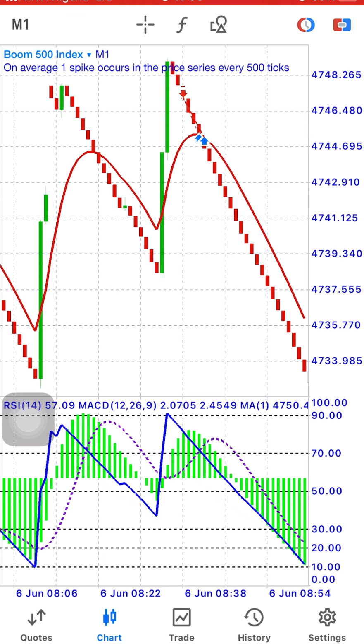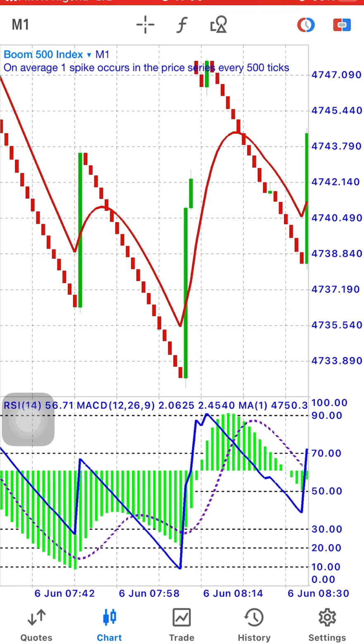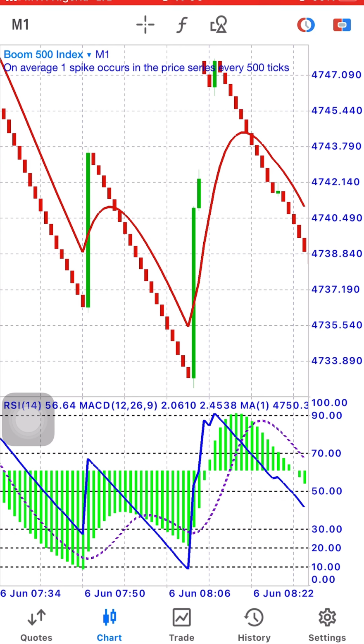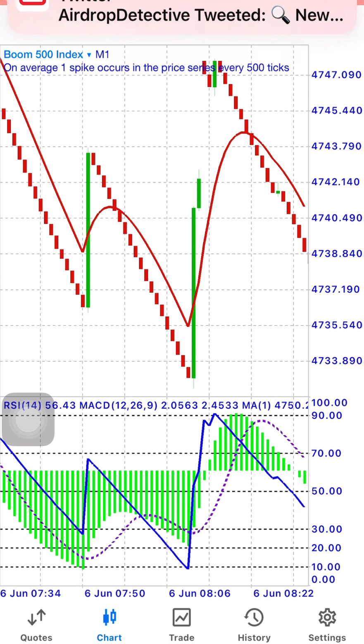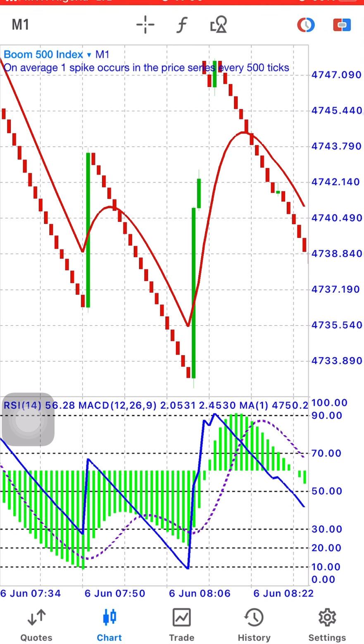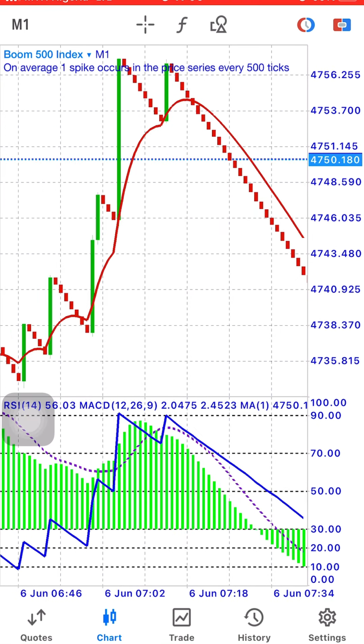Look at how many candlesticks. 1, 2, 3, 4, 5, 6. 6 candlesticks before this one crossed, and this one also crossed here. Look at this position. This spike happened here. How many candlesticks? 1, 2, 3, 4, 5, 6. 6 candlesticks before this one crossed. Look at it. It's resting on the level 90. Let's look at another position.